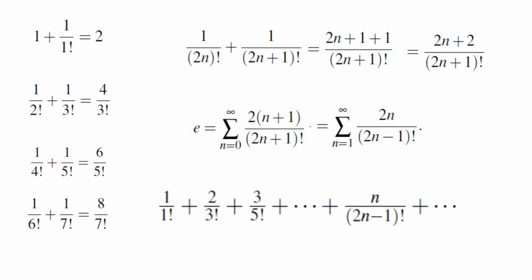Now, looking back at the original sum that we wanted to evaluate, this is almost identical to what we found here, which is 2n over (2n minus 1) factorial, except for the factor of 2 on top. So if we divide by 2, we get the final result of e over 2.